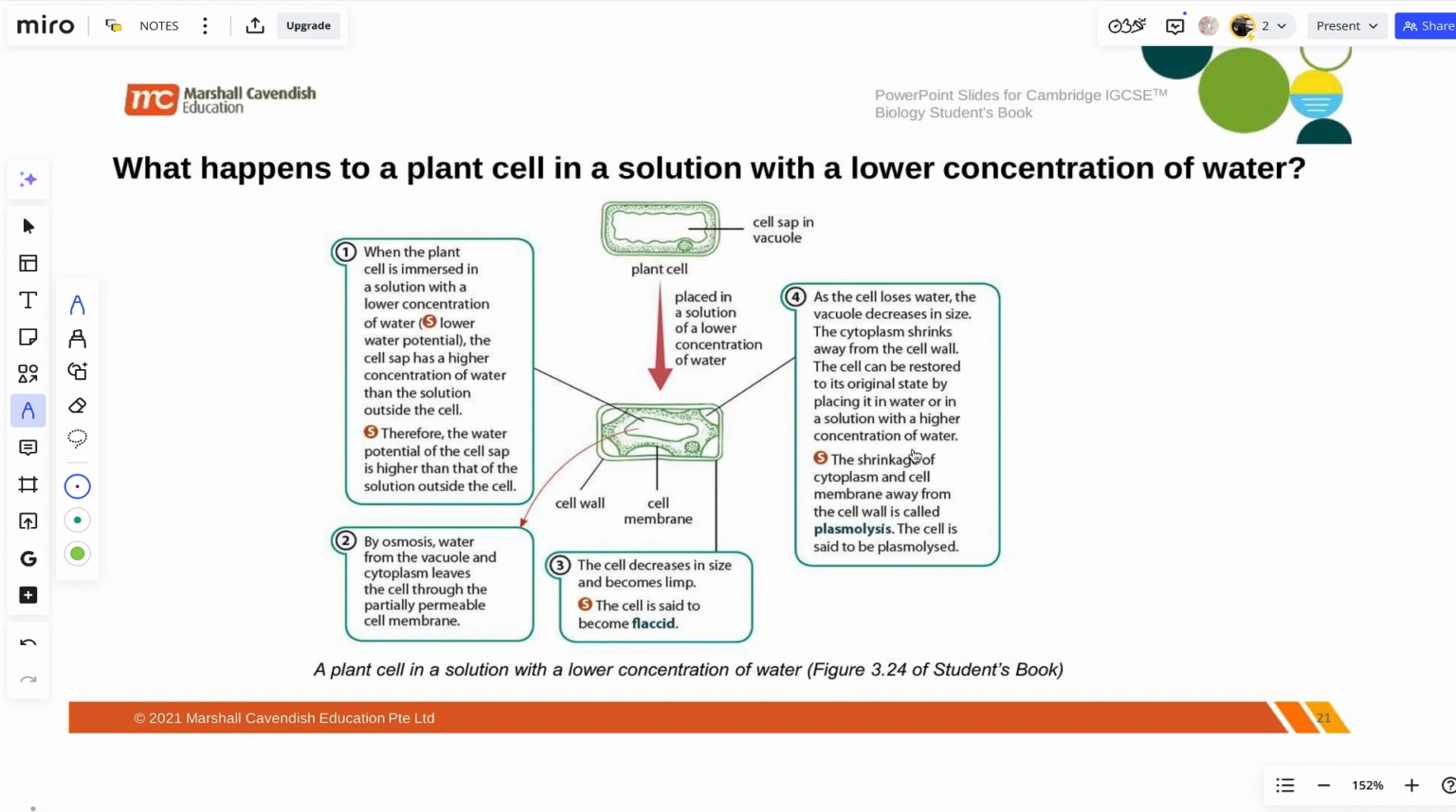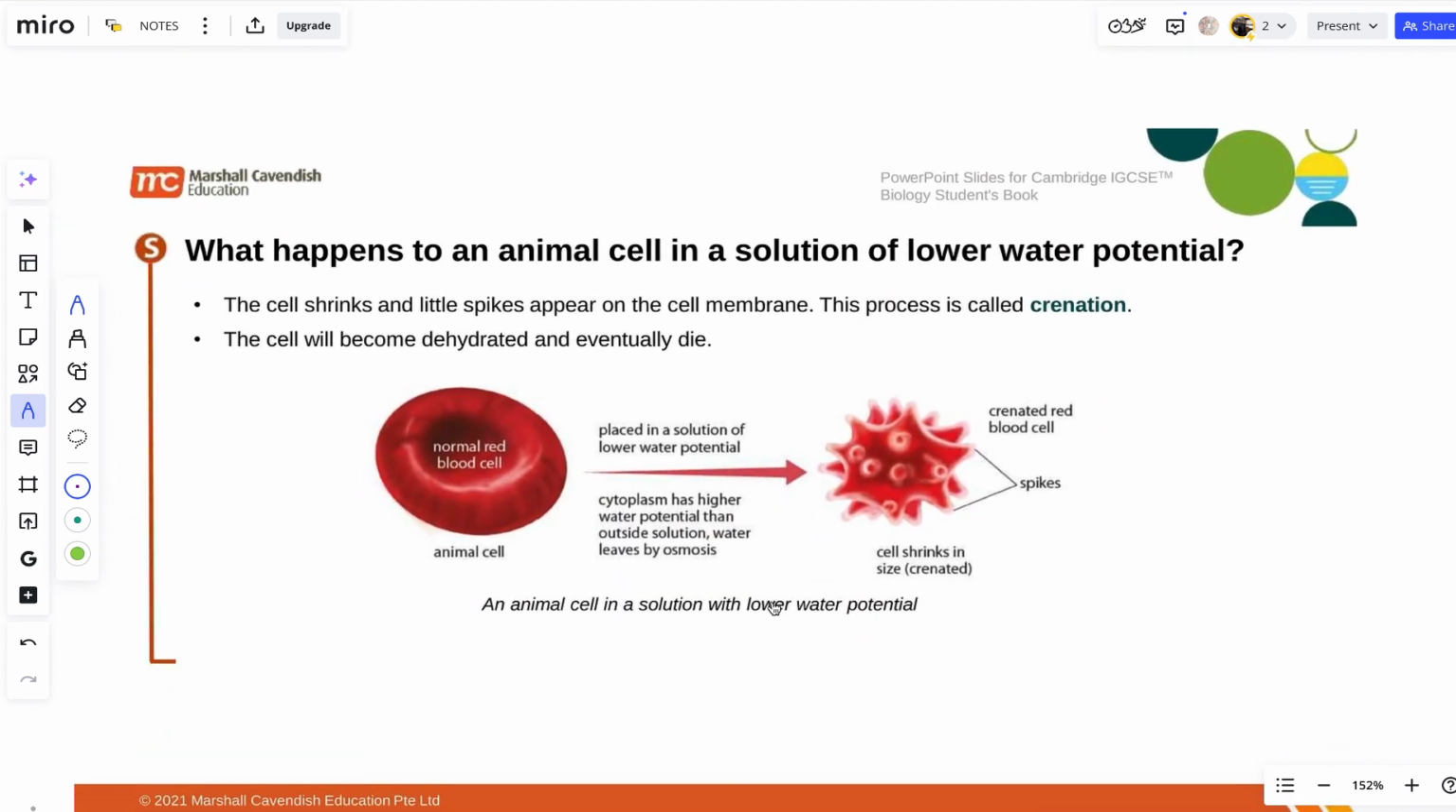What happens to a plant cell in a solution with a lower concentration of water? With a lower concentration of water, the cell will dry up and die. The cell will become flaccid. The cell decreases in size and becomes limp. If there's lower water concentration, the cell will become limp. It will dry up and become flaccid, not turgid now. It will not be turgor. It will become flaccid and will die. Is that okay? The cell will eventually die.